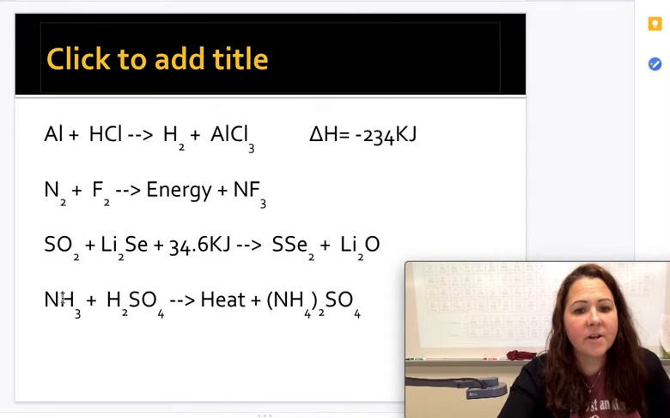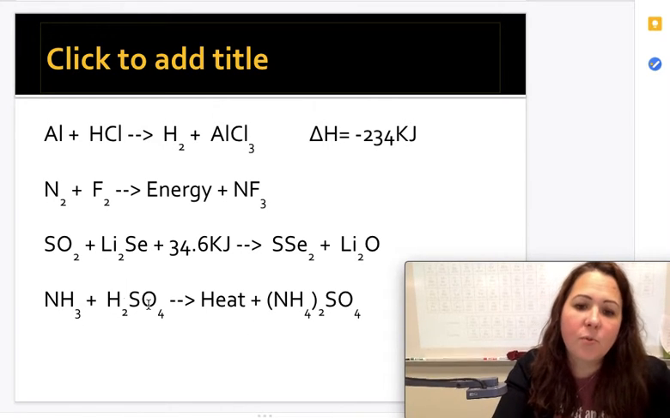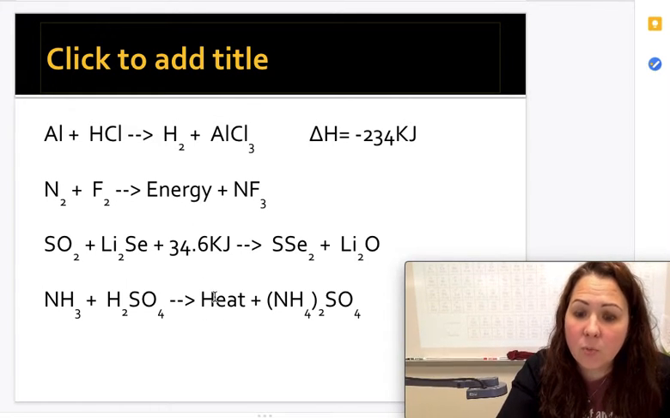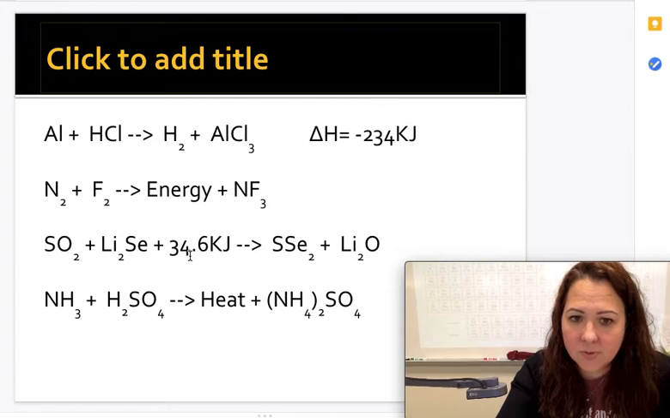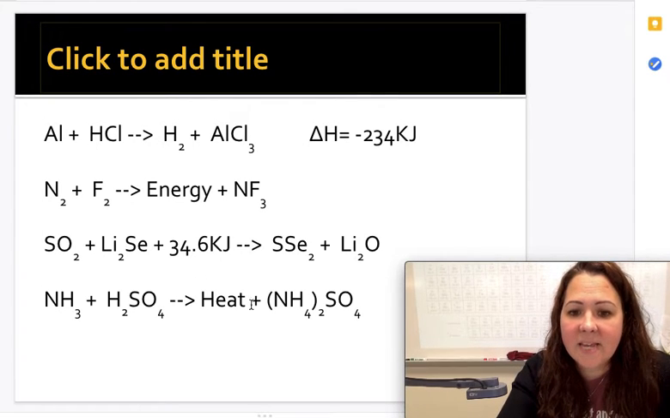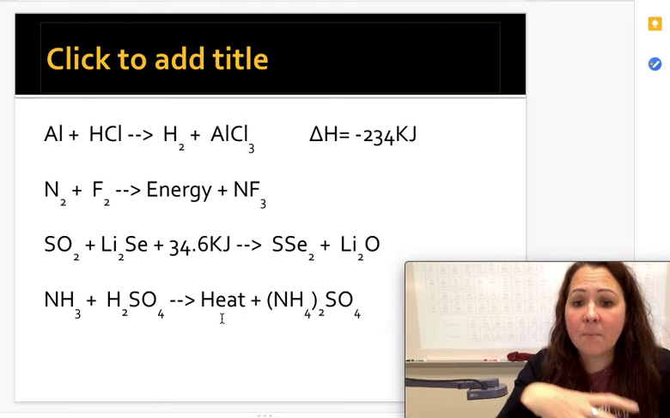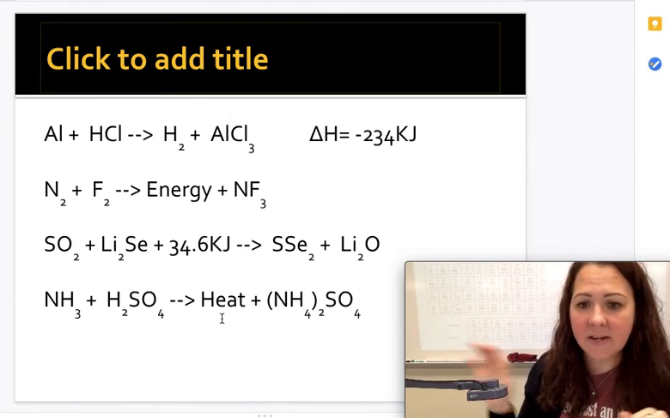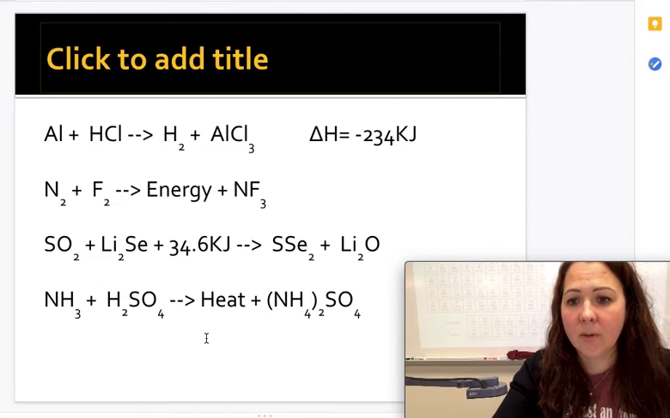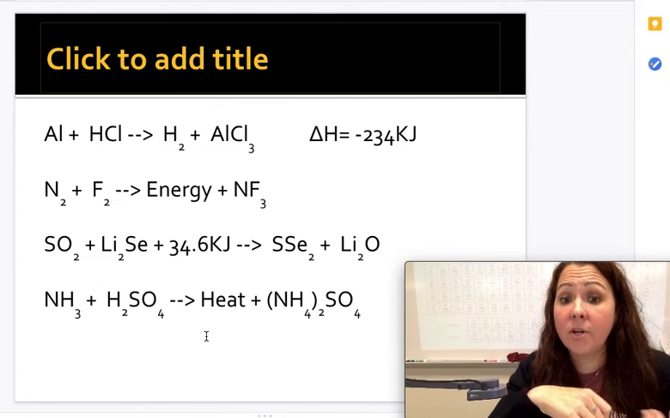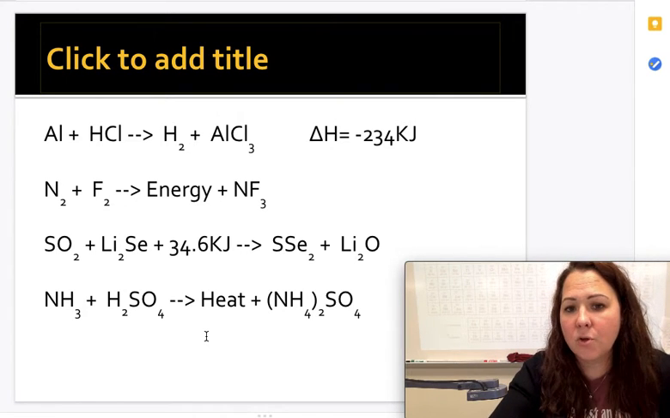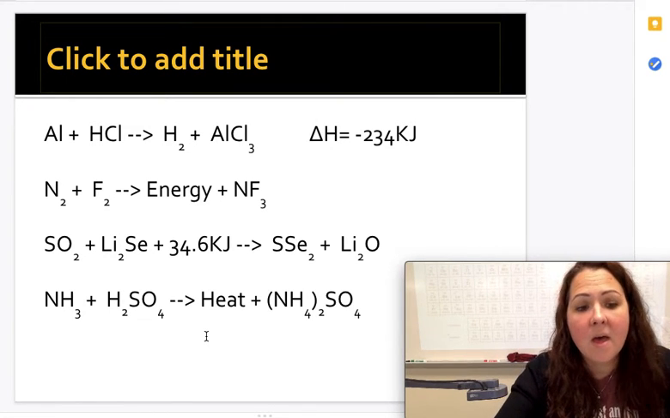And then the last one down here, your ammonia with your sulfuric acid. When they're reacting together, we have heat written on the product side. So instead of writing the word energy, they wrote the word heat. You can also give the kilojoules. So in this case, it says heat right here. That heat is a product, so it is exiting out of that reaction. So when it exits out of that reaction, this is an exothermic. So for right now, all you're going to do is use the values that are there to figure out if something is endothermic or exothermic the way that it is written.